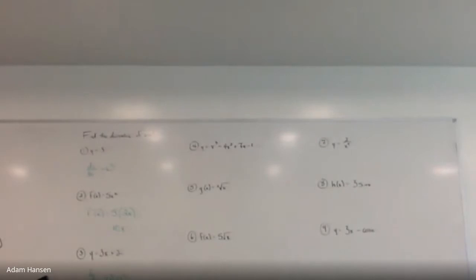Try number 4. I'm going to give you guys number 4 for a second. Take the derivative of y equals x to the third minus 4x squared plus 7x minus 1. We practiced how to do the derivative of each of those different terms. So take it term by term by term. Find the derivative of all 4 terms for your final answer. Does that make sense?